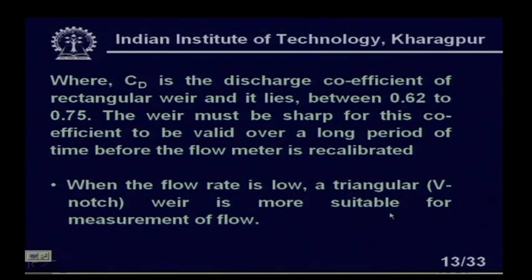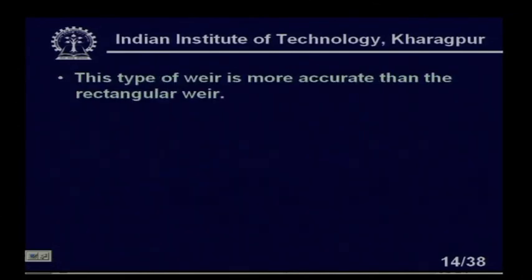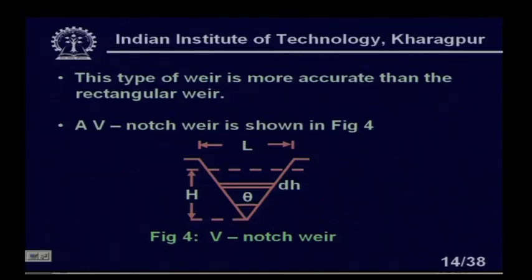Now we talked about the rectangular weir, but there is another type of weir, as I told you, called the V notch weir. When the flow rate is low, a triangular or V notch weir is more suitable for measurement of flow. This type of weir is more accurate than the rectangular weir, right. It is for low flow rates, but it is more accurate. A V notch weir is shown in figure 4, right. You see here also, this is the length of the V notch weir.